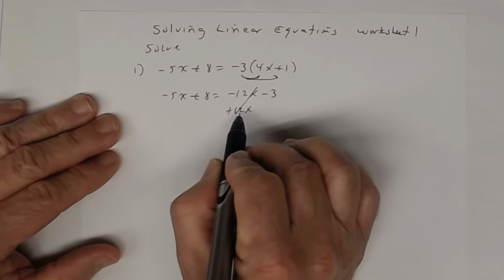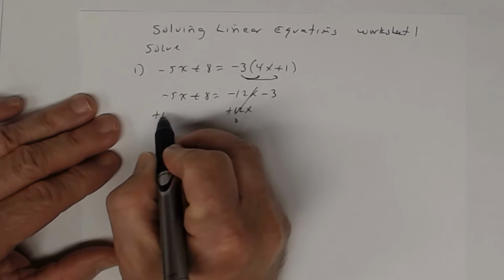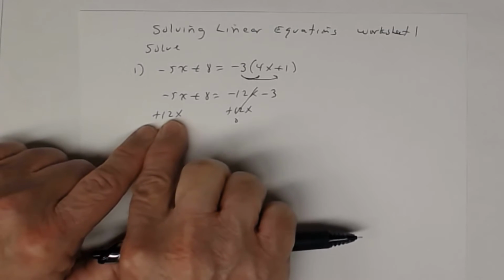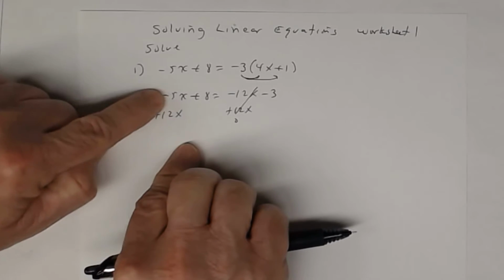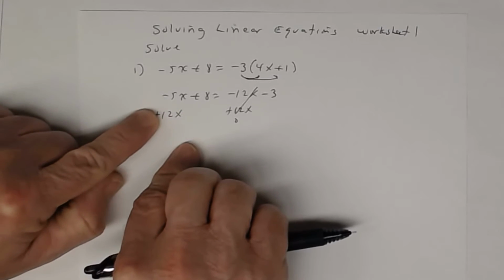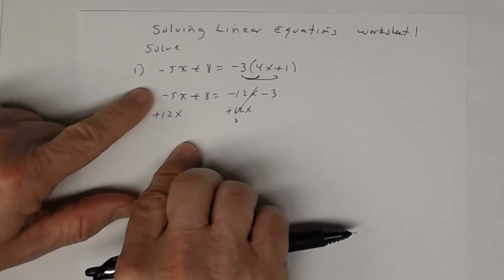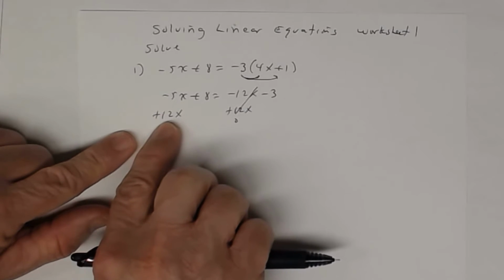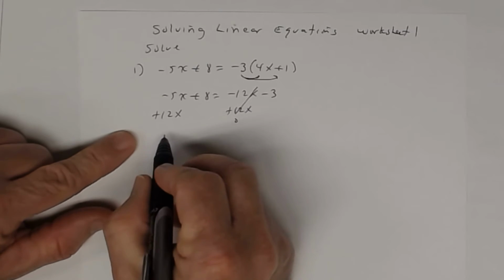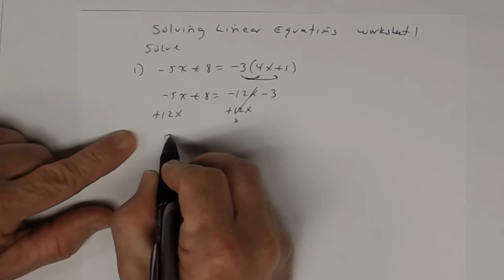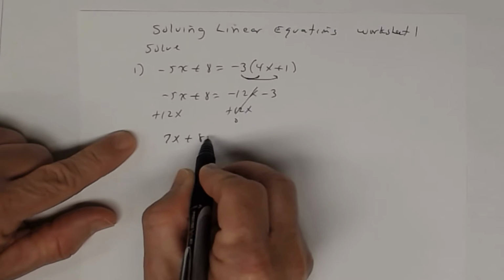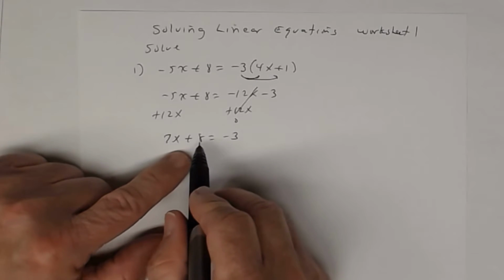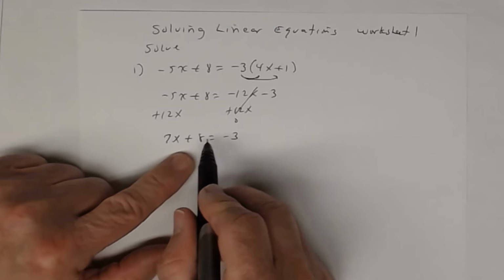But what you do to one side, you better do to the other. So if you put 12x here, you better put 12x on the other side as well. And it helps if you align your like terms. Okay? So now I'm going to combine like terms. So negative 5x plus 12x is going to be, what's that, 7x plus 8 equal, this is 0, and you're left with negative 3.